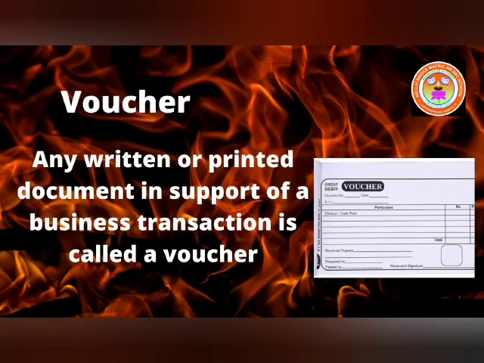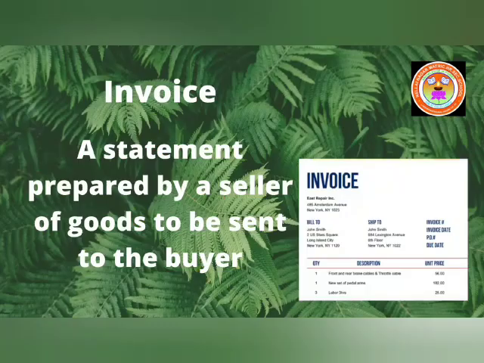Examples: cash receipt, invoice, cash memo, bank pay-in slip, etc. Invoice. It is a statement prepared by a seller of goods to be sent to the buyer. It shows details of quantity, price, value, etc. of the goods and any discount given, finally showing the net amount payable by the buyer.